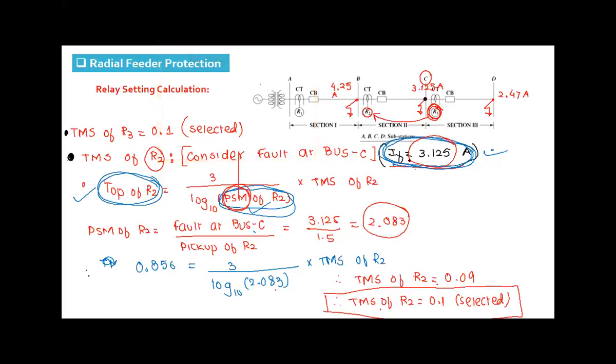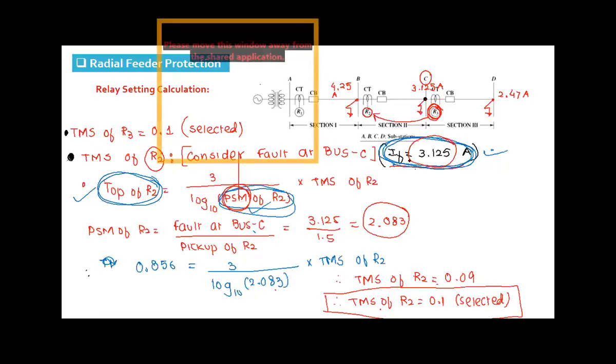For this fault, PSM of R3 is higher, PSM of R2 is lower, and that is why R3 will operate faster than R2. Okay.